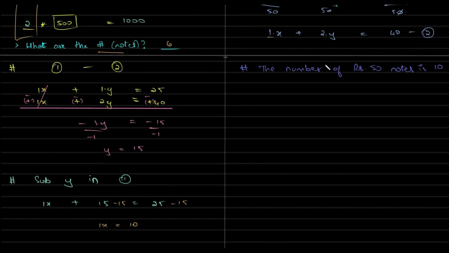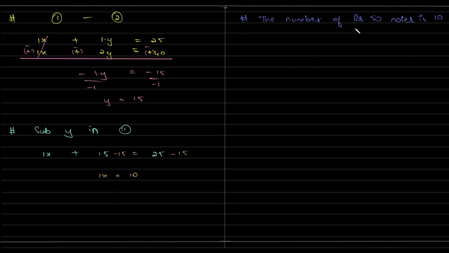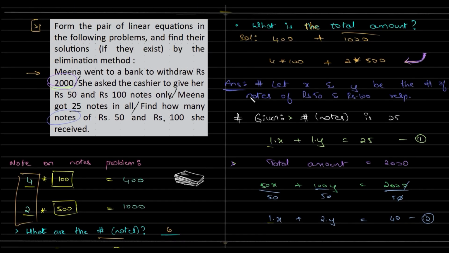It's always important to verify, because this will carry half a mark. Why lose half a mark? And the number of rupees 100 notes is 15. Let's verify. 10 plus 15 is 25, and this is good enough. 10 plus 30, 40. Yes, we got the answer. So people who want to pause can pause.